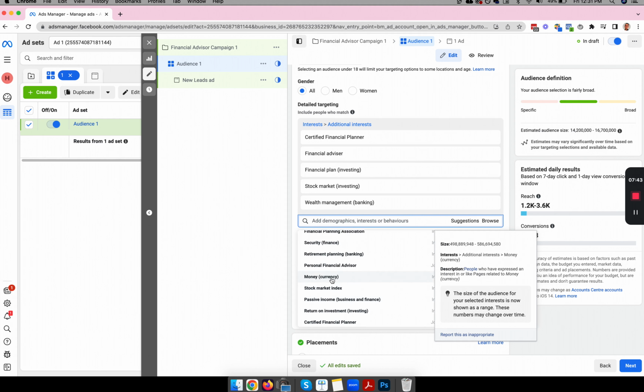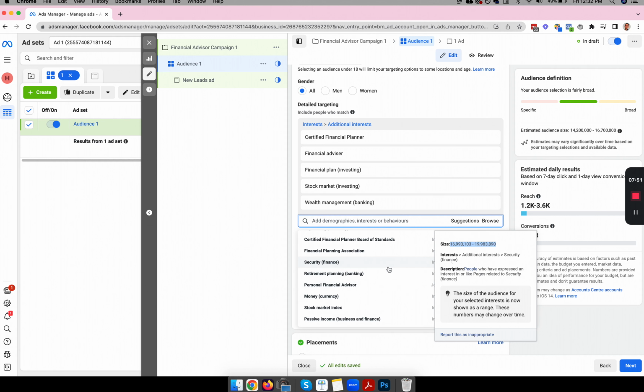Money is a little too broad. Like, look, 500 million people in here, that's too broad. So I'm just showing you what not to do, because all of these are good. I'm just showing you the ones that you should not use. Security, I don't know, I wouldn't use this one. This might be good, but it might target the actual financial advisor.